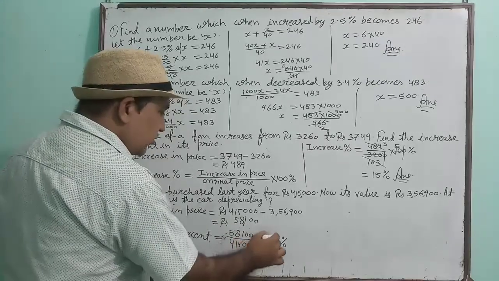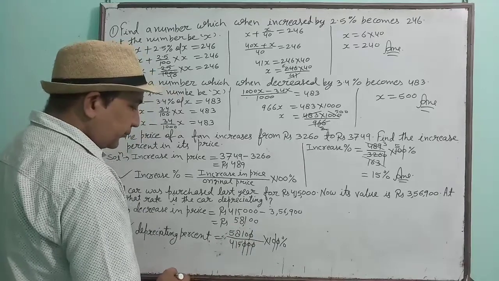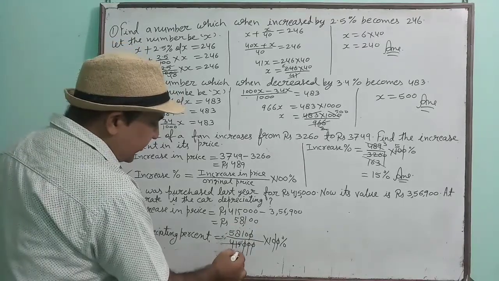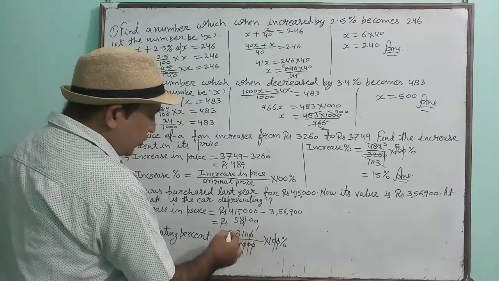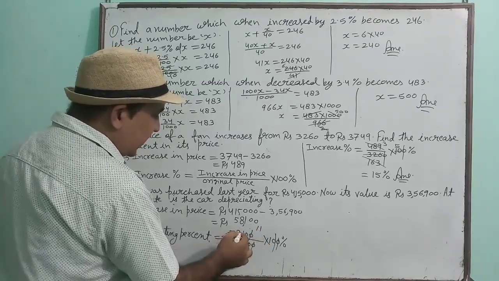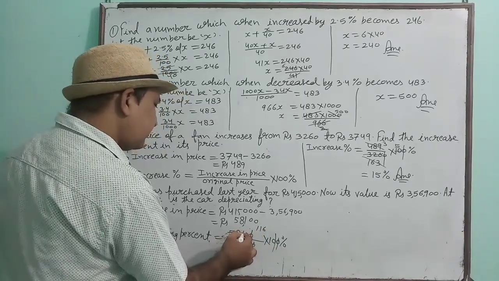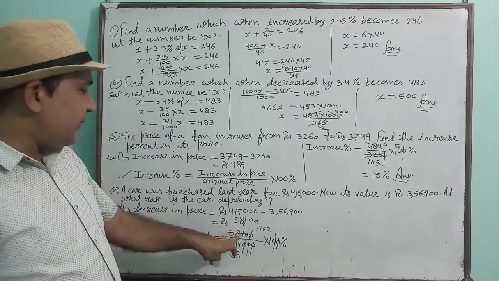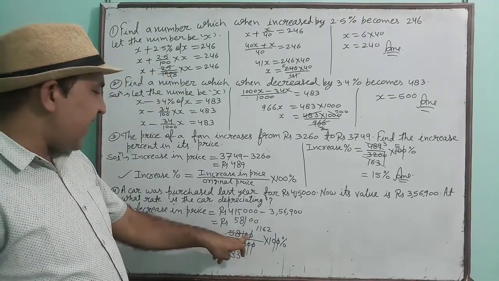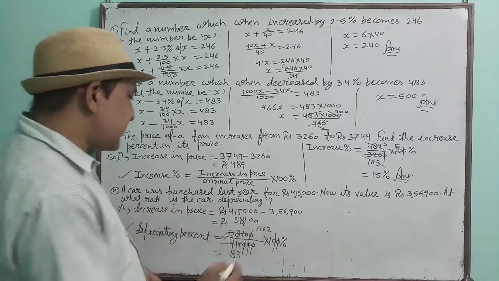See, the 10 and 20 both are cancelling here. 10 is cancelled here. 5 8s are 40. 5 into 3 is 15. 5 into 1 is 5. Again 5 into 1 is 5. 5 into 6 is 30. 5 2s are 10. 5810 is divided by 5, then you will get 1162. Yes, it is correct.